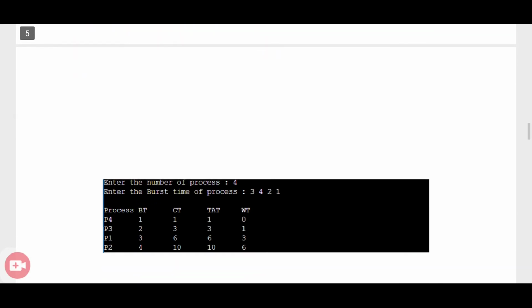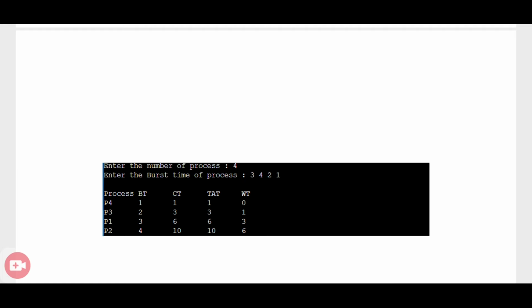Okay, so this is the output. Enter the number of processes, that is 4. Then the burst time of each process: 3, 4, 2, 1. 3 is the burst time of process 1, 4 is the burst time of process 2, process 3 has burst time 2, and process 4 has burst time 1. So based on these burst times, which one is the first to schedule?